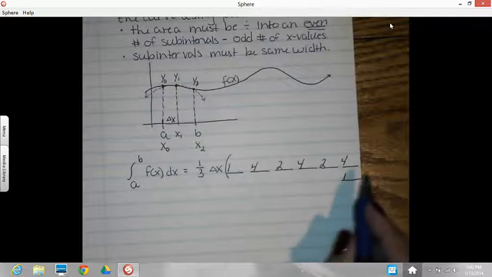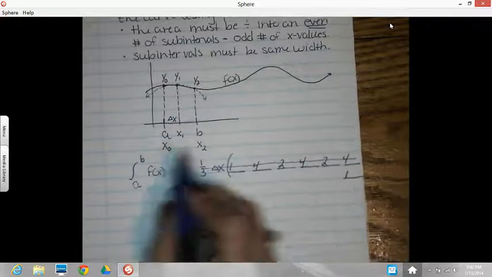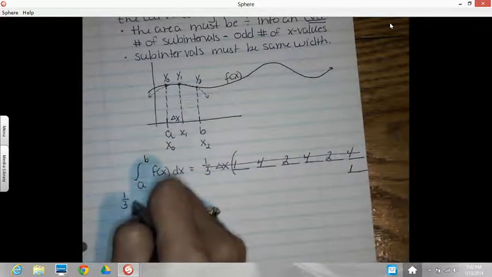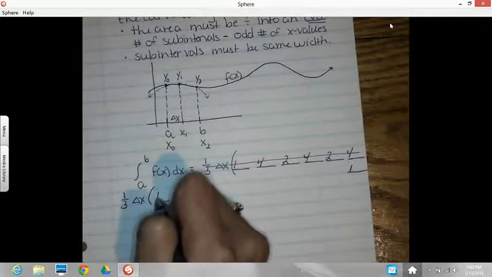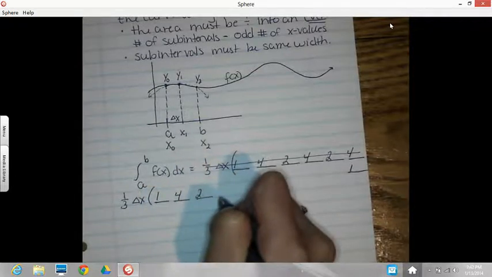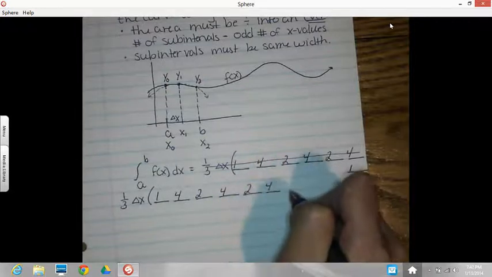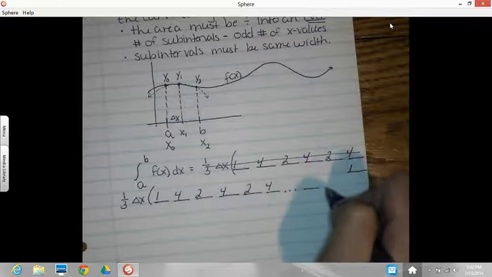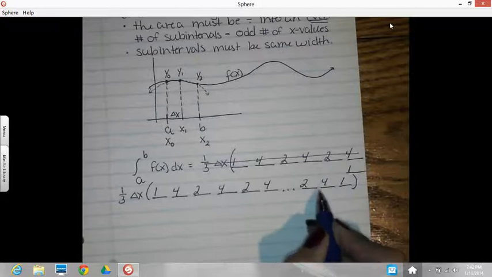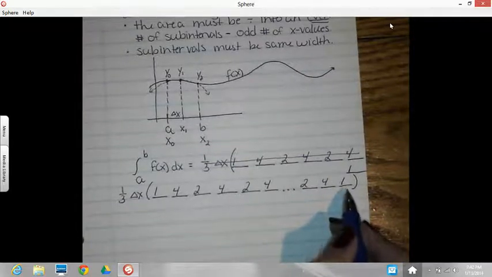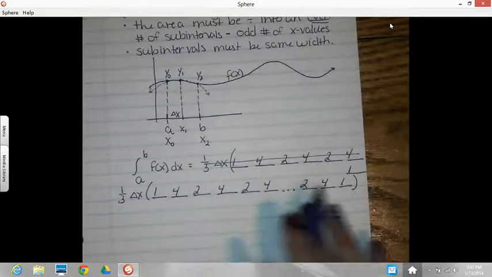Oh, maybe I want to make that a little bit longer. Put some dots in the middle. I'm going to redo this line. Make it a little bit longer so you can see 1/3 delta x, the pattern. So it's 1, 4, 2, 4, 2, 4, dot, dot, dot, and it has to end 2, 4, 1. It always has to end that way, and it will if you've got the right number of x values. Okay, so there's your pattern. They won't be this long. They'll probably end back in here. But wherever you need to, you end at 2, 4, 1.